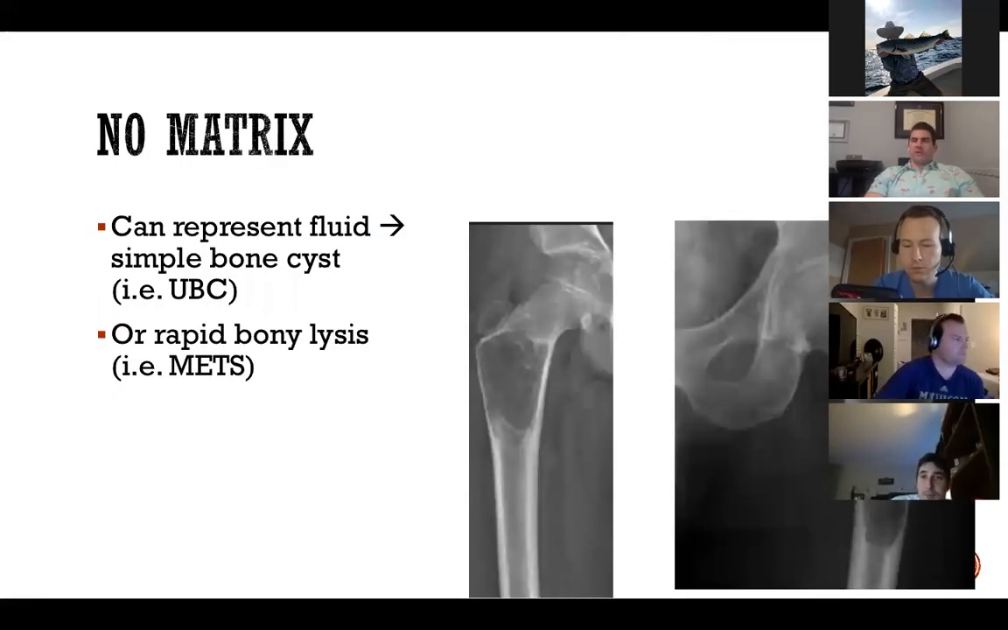And then no matrix, right? This is the challenge with no matrix. It can be a wide variety of lesions. You can have a simple bone cyst, like you see on the left here in this skeletally immature patient, or you can have rapid bony lysis from something like metastatic disease. You may have your radiographic appearance and a sense of how aggressive it is, but this highlights the importance of age and physical exam in these patients. You have to bring all the pieces of the puzzle together.